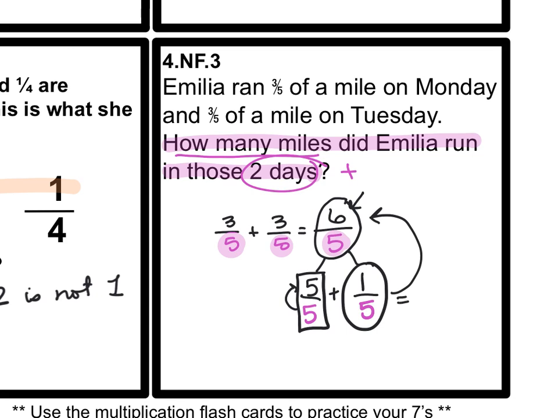Therefore, my mixed number for this, and I'll just draw a big 1 whole over it, this 5/5 is actually a 1 whole, and then my remaining fraction is 1/5. So, how many miles did Amelia run in those 2 days? You could say that she ran 6/5 or 1 1/5.